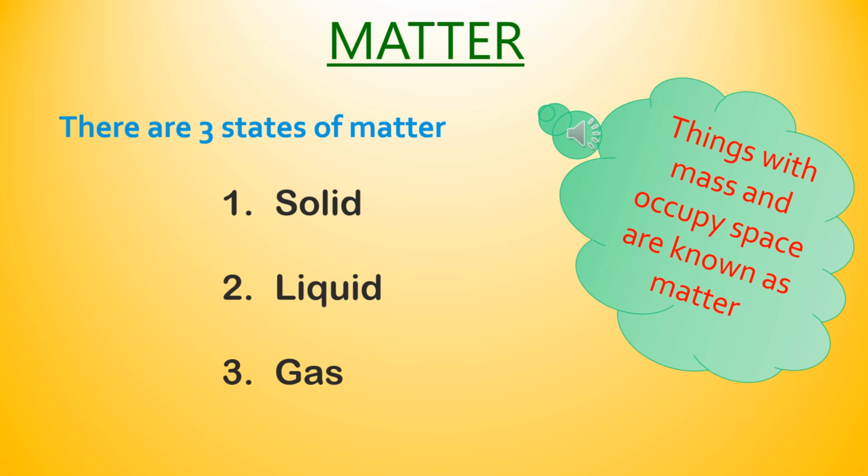Now we'll come to the next part of the lesson, things around us. The things around us can be divided into two main categories as matter and energy. In our previous video, we learned that things with mass that occupy space are known as matter, and things without mass that do not occupy space are known as energy. In this video, we will learn more about matter.